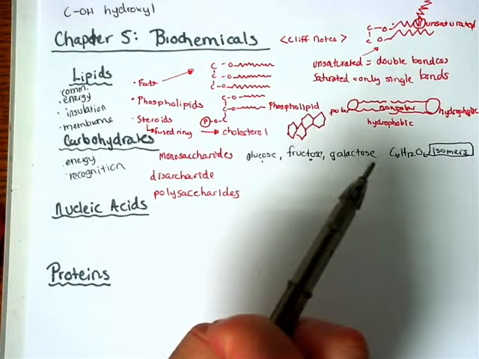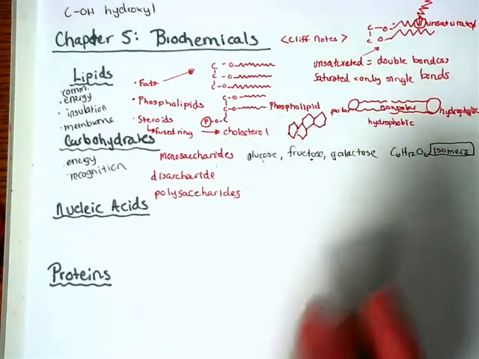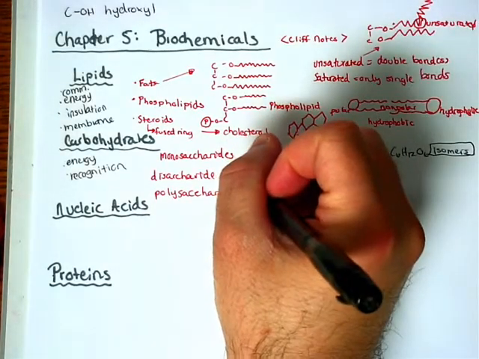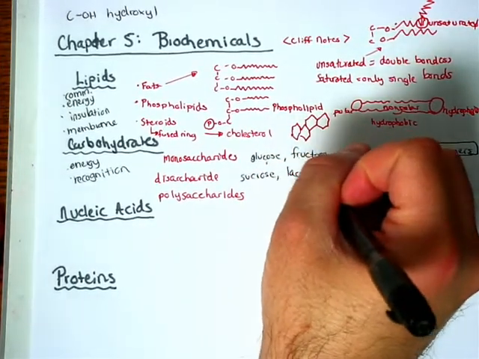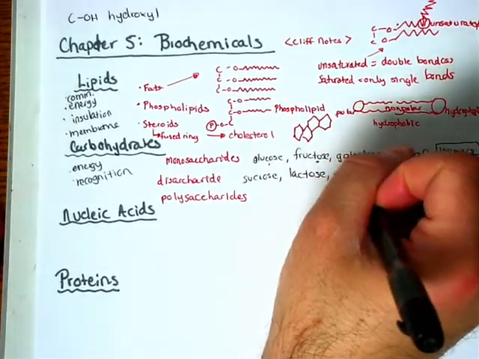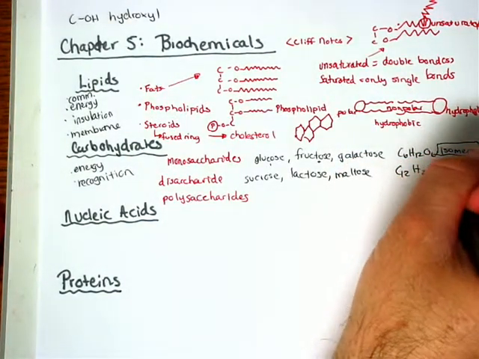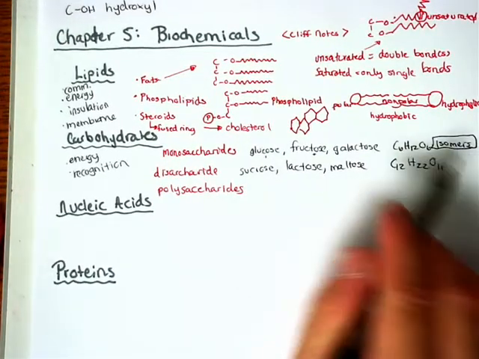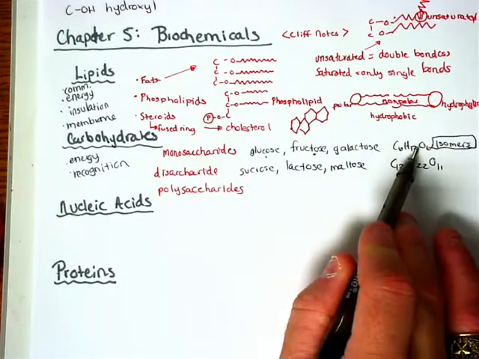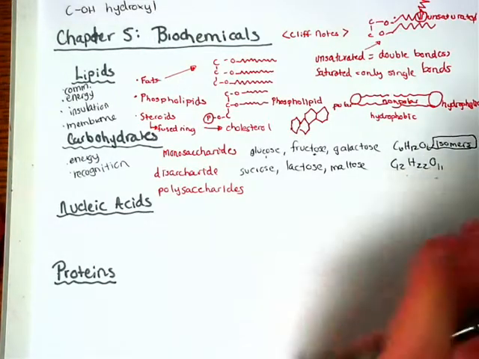Disaccharides. This is when you have what? Yeah, so you have two, right? So give me some disaccharides. Sucrose. Another one. Lactose. Maltose. Good. What's their formula? C12H22O11. You would expect it to be doubled, C12H24 though and O12. What's the difference?